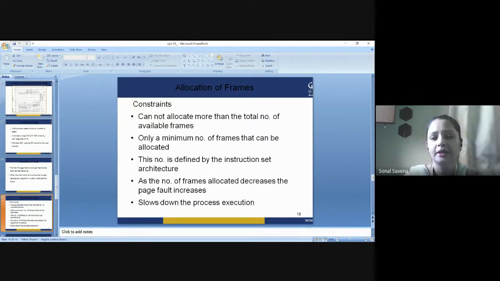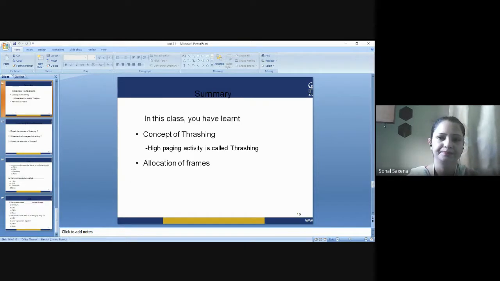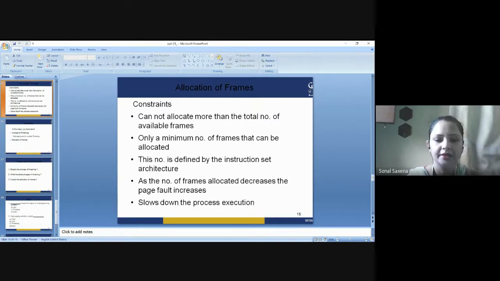What are the constraints? It cannot allocate more than the total number of available frames. Only a minimum number of frames can be allocated, and this number is defined by the instruction set architecture. As the number of frames allocated decreases, the page faults increase, obviously. This slows down the process execution. Now, we'll understand the algorithms related to allocation.